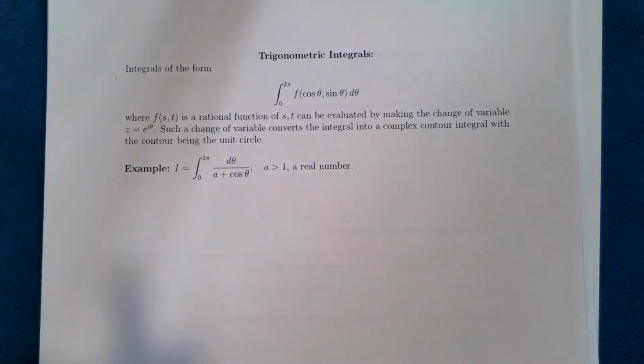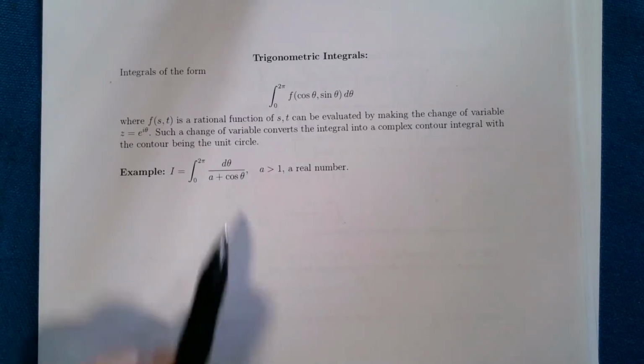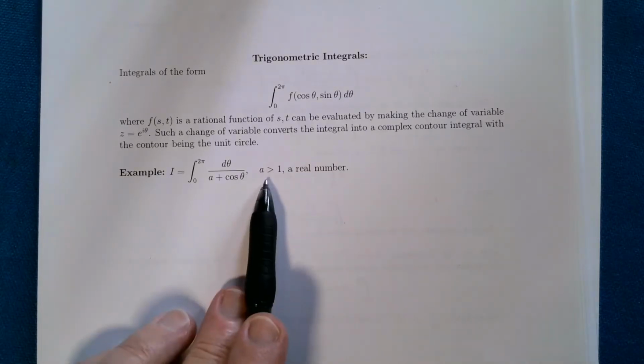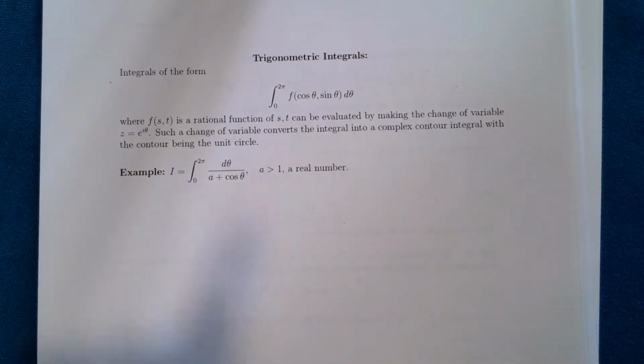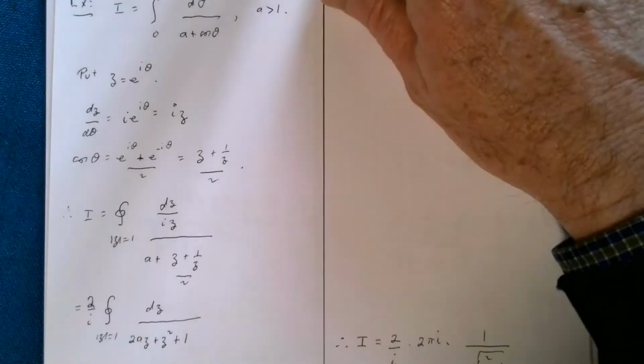The first one is the integral of d theta over a plus cos theta, where a is a number which is bigger than 1. We need a bigger than 1, otherwise this will be an improper integral. So this is doing a whole family of integrals. Here's the worked solution to this.